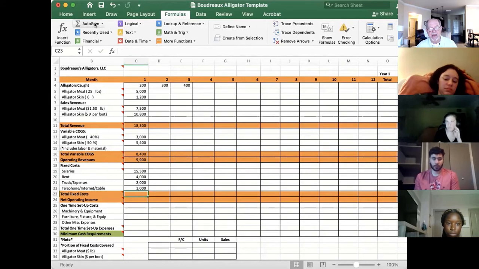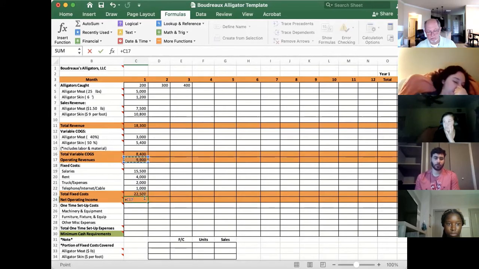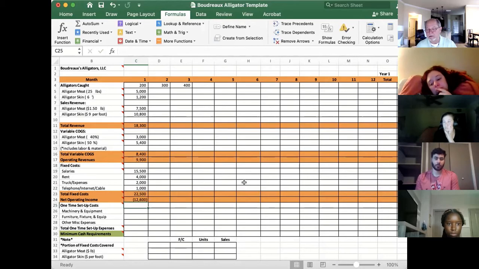And if we go back and use our auto sum again, we know our fixed cost is 22.5. Our net operating income is our operating revenues minus our fixed costs. So we know we lost $12,600.